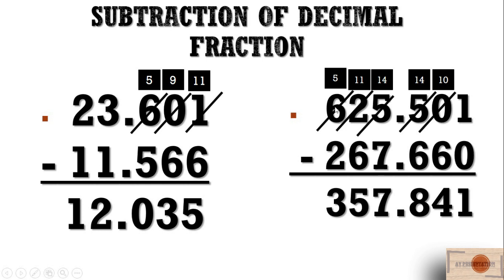Then take 1 from the 6, 5 remains here, and 1 comes here as a 10. So 10 and 1 is 11. Subtract 6 from 11, and 5 remains. Then 5 minus 2 is 3. So the final answer is 357.841. Next point, showing decimal fractions on the number line.